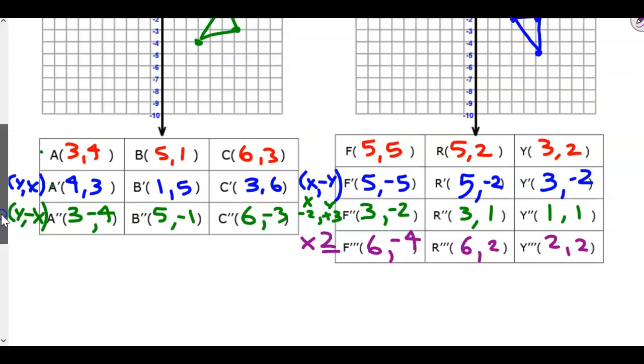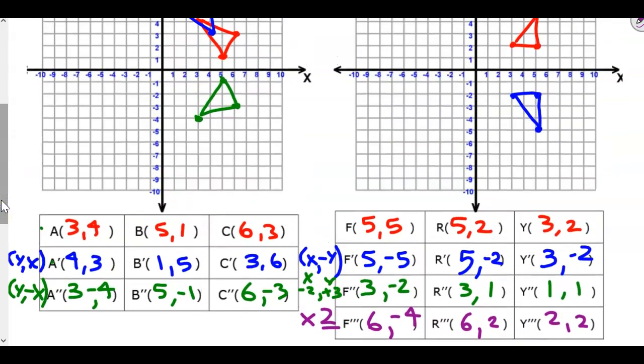And let's plot these new points, then we'll be done with that one. 6, negative 4. 6, 2. 2, 2. Okay, I didn't draw that the best, but you know where the points are. Oh, you're right, I didn't draw the circle. So I can do it now. So, 3, negative 2, 3, 1, up.